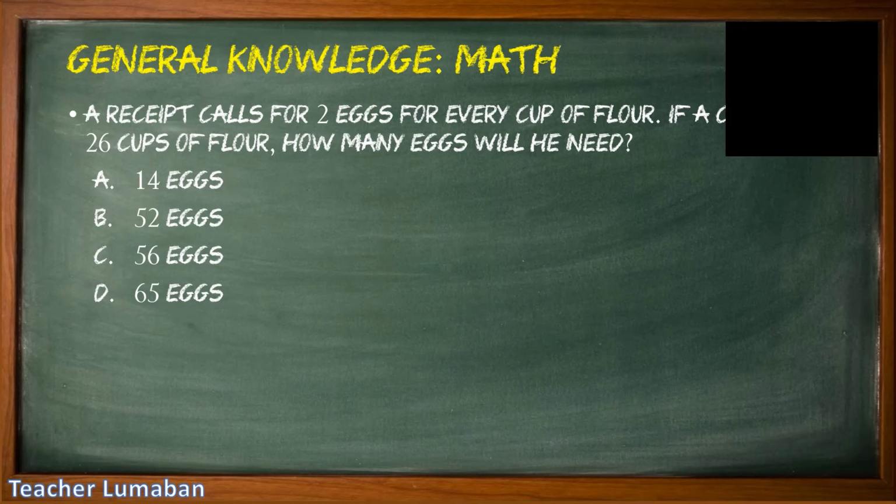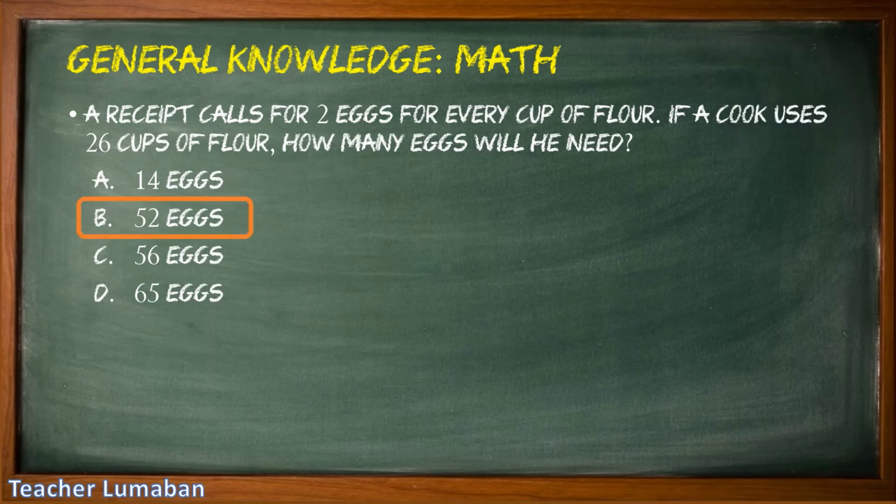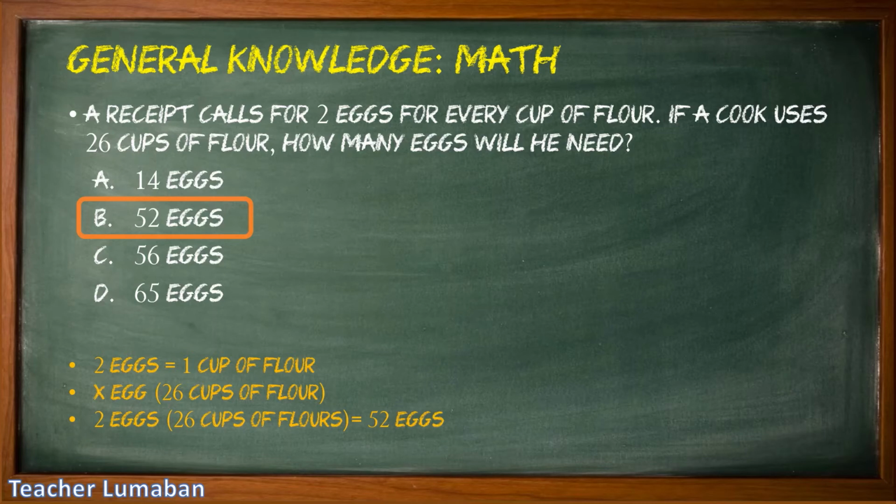The correct answer is letter B, 52 eggs. A recipe calls for 2 eggs for every cup of flour. If a cook uses 26 cups of flour, he will need 52 eggs. 2 eggs equals 1 cup of flour. x eggs multiplied by 26 cups of flour. 2 eggs multiplied by 26 cups of flour equals 52 eggs. The answer is 52 eggs.